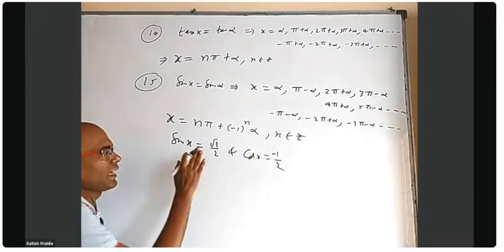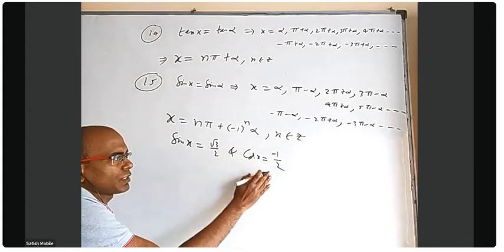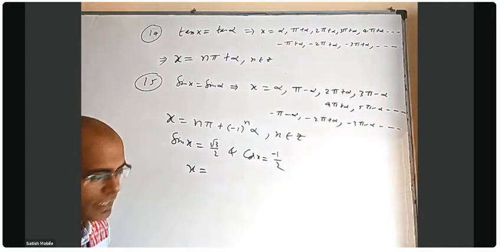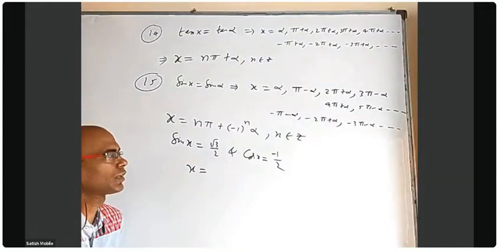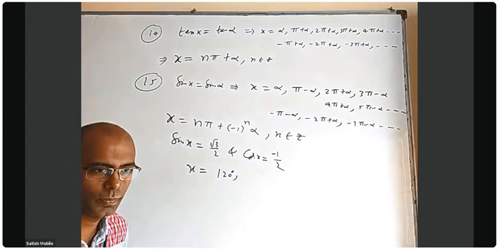Sin positive, cos negative. Sin x equal to root 3 by 2, cos x equal to minus 1 by 2. What is the smallest positive angle in degrees satisfying both? 120 degrees. Sin positive, cos negative is in the second quadrant, so we don't get anything in the first quadrant. So we'll get 120.